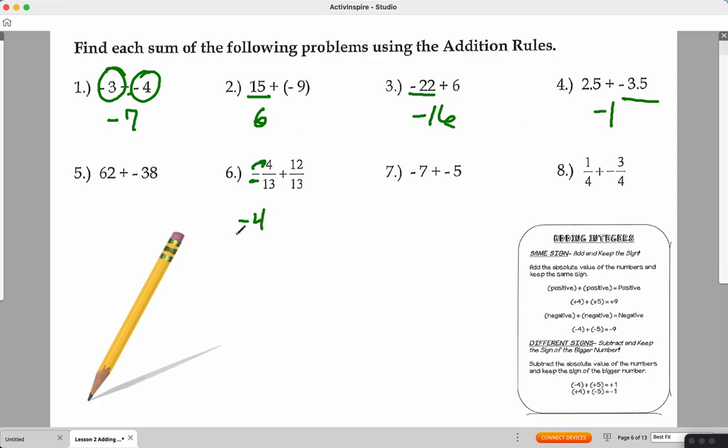So it's really going to be -4 over 13 plus 12 over 13. So you do your subtraction because you have different signs. You end up with 8 over 13. And the greater absolute value is right here, so you keep it positive. All right, take a minute and try the other 3 on that line.